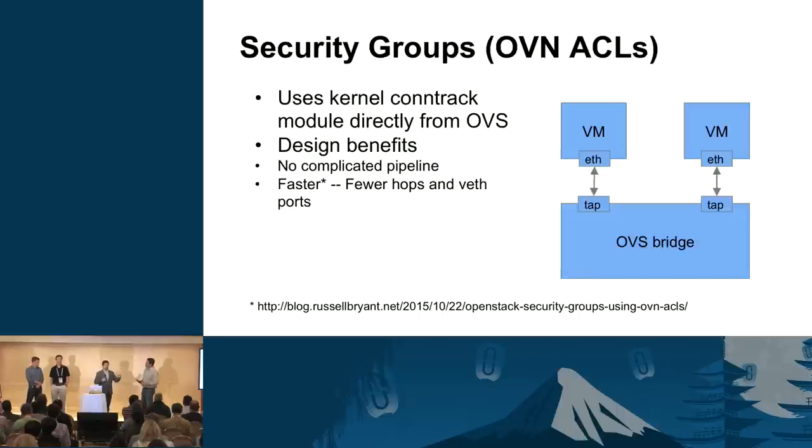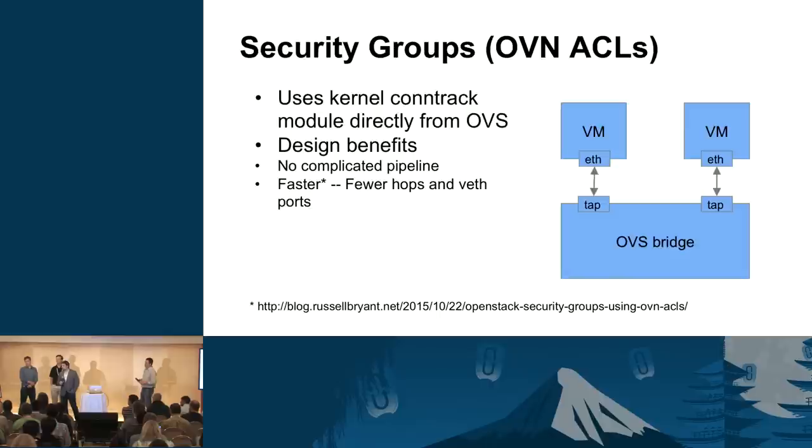The OVS conntrack integration, and they did a lot of performance testing of the way that security groups are implemented today versus doing it this way, and the performance impact was significant, about a 30% improvement in CPU consumption to implement security groups. So that's a great talk if you want to dive into more details of the performance benefits. But also the pipeline is simplified quite a bit.